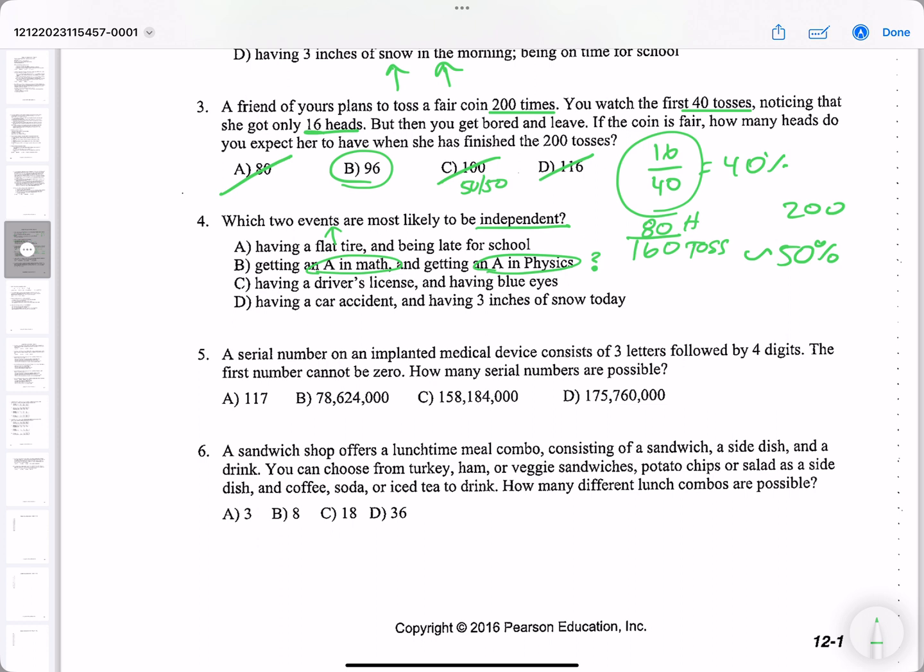Having a driver's license and having blue eyes. Okay, those two, your eye color doesn't seem to affect you having a driver's license. Having a car accident and having 3 inches of snow today, those don't seem to be related to each other as well. Or excuse me, I said that wrong. Yes, having a car accident and having 3 inches of snow are related, since the snow may increase your probability of having a car accident.